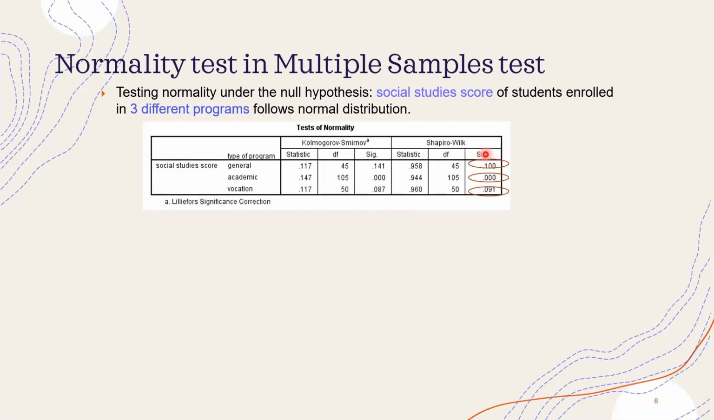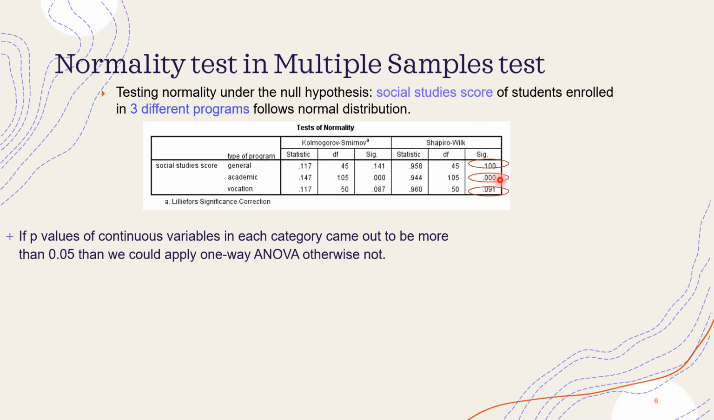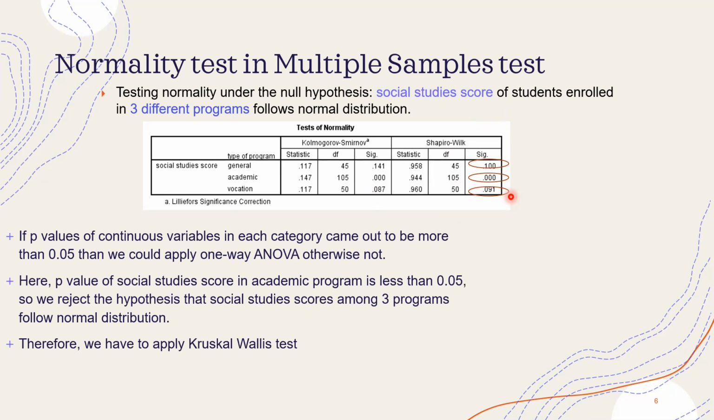But since in two programs the score follows normal distribution, but in the third program, which is the academic program, this score does not follow normal distribution. So even if we have ten categories and nine categories follow normal distribution, and one category does not follow normal distribution, still we cannot apply the parametric ANOVA. So we will have to proceed with the Kruskal Wallis test.